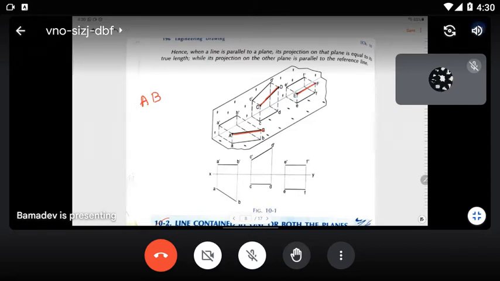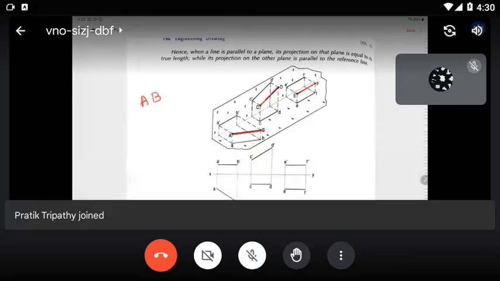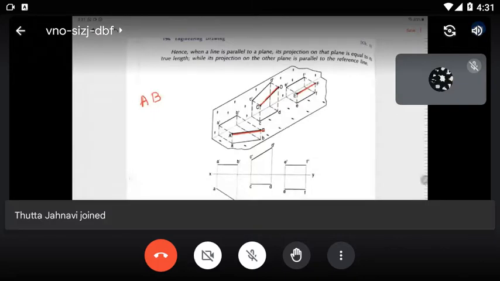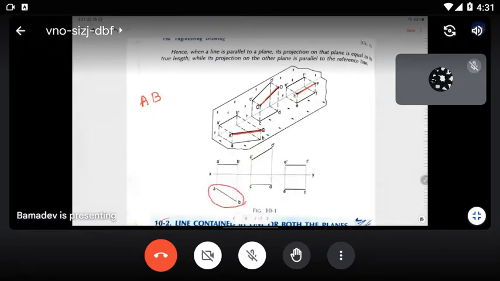Right. So here AB is parallel to the horizontal plane. So you will see the exact length when you project it upon the horizontal plane. That means when you draw the top view, you will see the exact length. So the top view is drawn first. And from the top view, this end is projected. This is one projector, this is another projector, and they are joined.